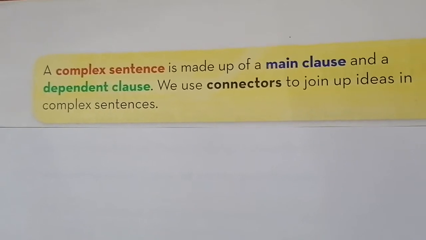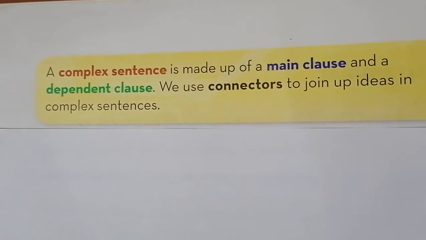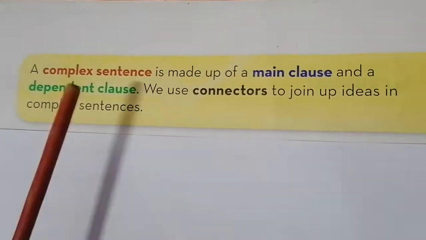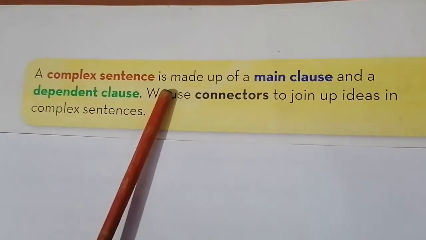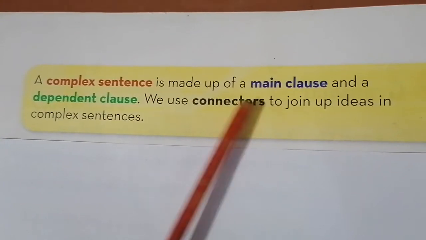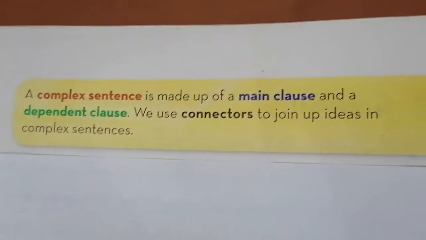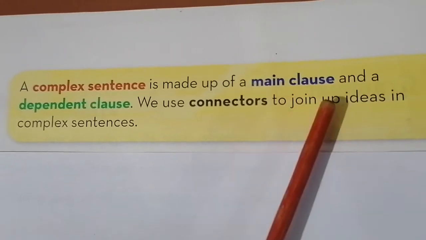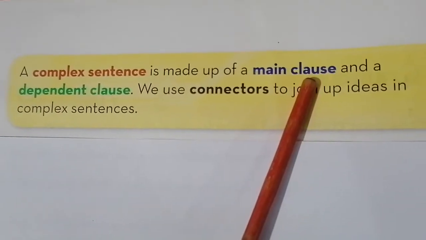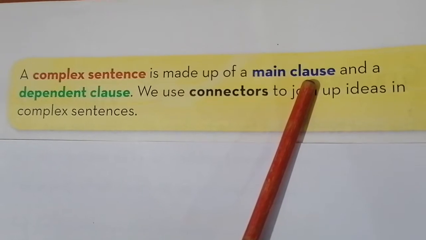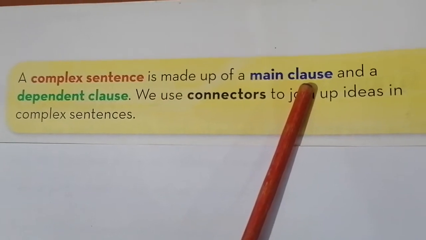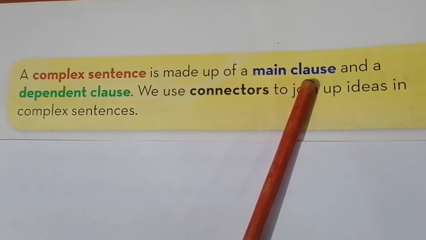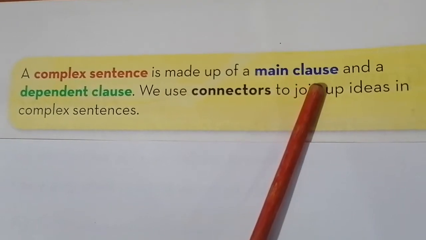Our today's topic, complex sentence, or you can say complex sentences. Dear students, a complex sentence is made up of a main clause and a dependent clause. Now the question arises, what is the meaning of clause? Dear students, a clause is a group of words that contains both a subject and a predicate, or you can say a verb.